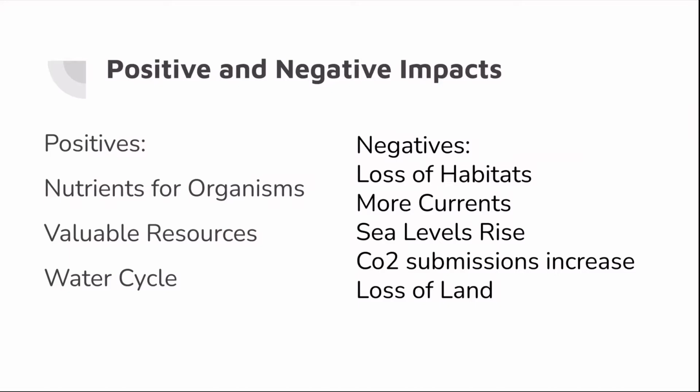Negatives include loss of habitats due to there being less land for animals to roam on, and there will be less fresh water in the areas that the glaciers melt, resulting in more currents. Sea levels rise, and if all glaciers are melted, the coastal cities will be submerged underwater, according to the Discovery website. CO2 gas is produced when glaciers melt due to small bacteria and fungi in them, increasing air pollution.